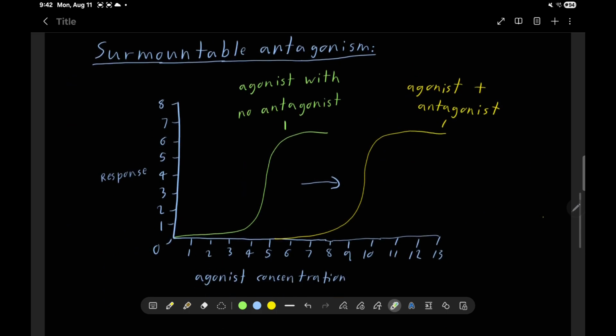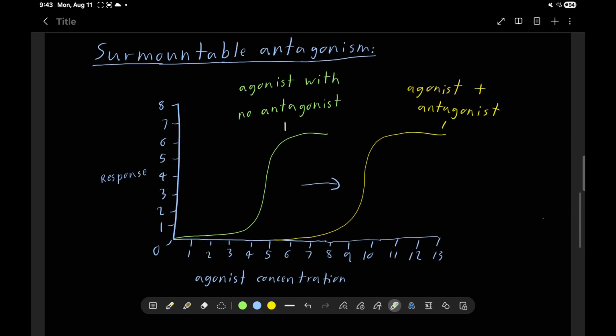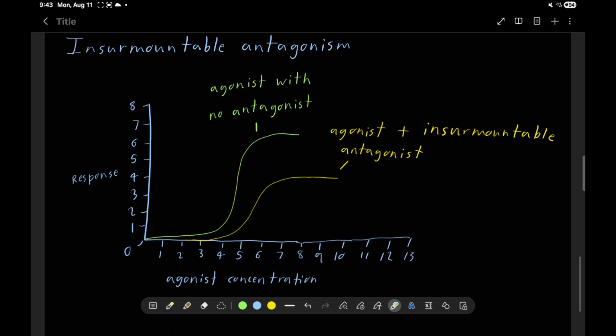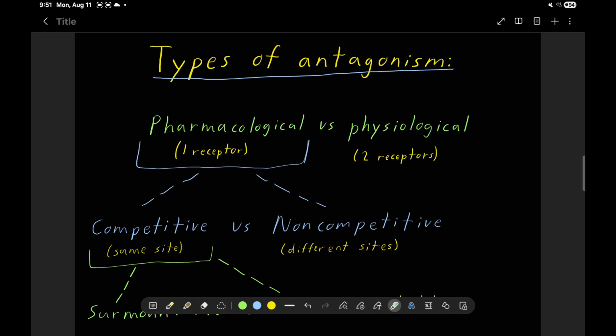So what this means is that surmountable antagonism usually lowers the potency of your agonist since you need a higher concentration to be able to get that same response. Whereas insurmountable antagonism usually lowers the efficacy since the maximum possible response is lowered. So before we go ahead and close out the video, let's review what we've learned today.